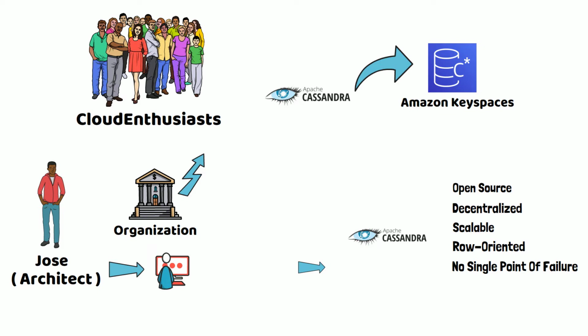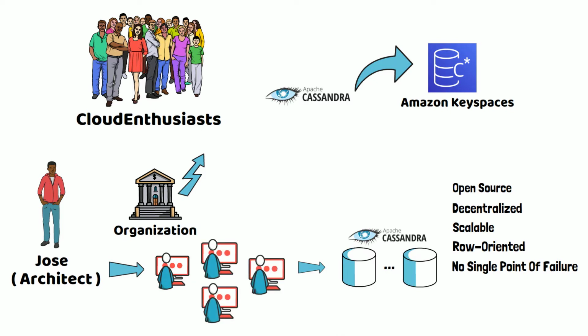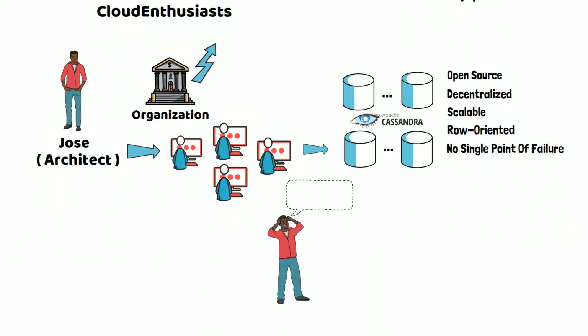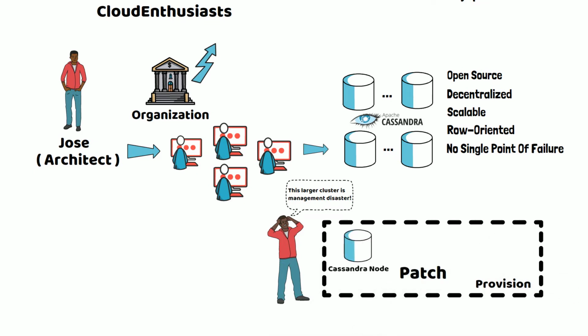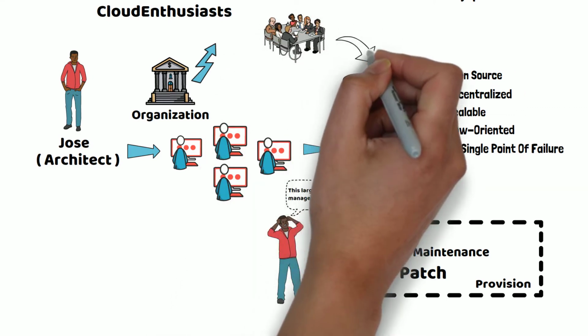Jose's organization started with an Apache Cassandra cluster, consisting of a few nodes. However, with the application's continuous growth, the cluster size grew to hundreds of nodes running on hundreds of physical computers. Jose realized that managing this large cluster causes a lot of management overhead. The nodes must be provisioned, patched, and frequently maintained to operate the underlying infrastructure and require a team of experts 24/7.